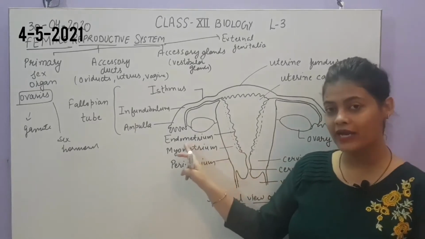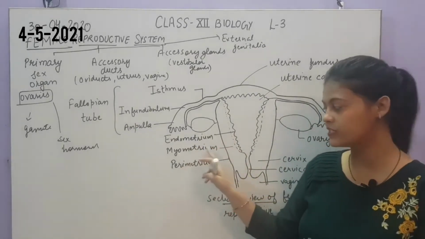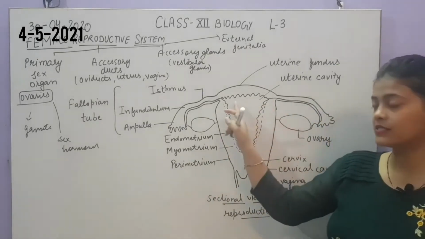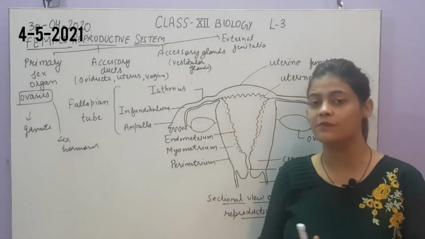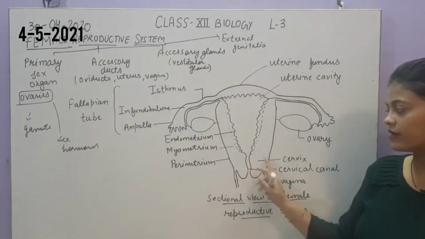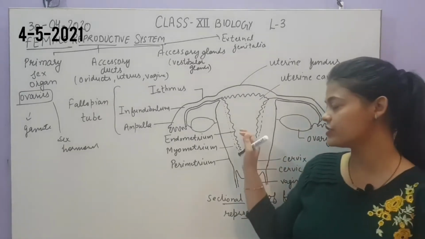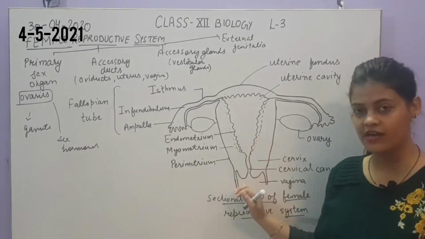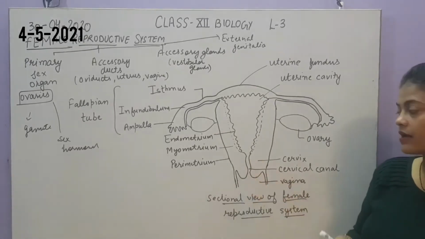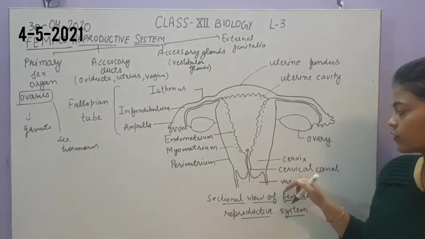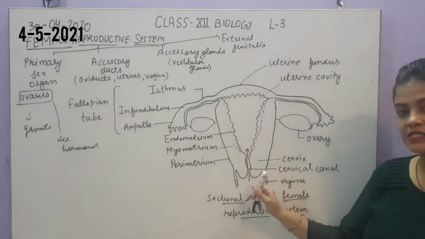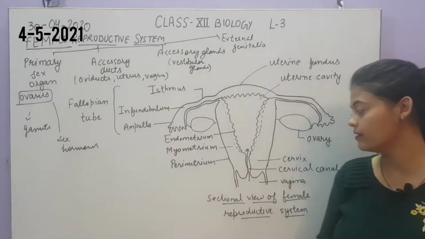The innermost lining is called the endometrium. The middle one is called the myometrium and the outermost is called the perimetrium. Now this uterus is a pouch-like structure in which further embryo development takes place. At the end of the uterus is the cervix, which connects the uterus and the vagina. The canal through which the sperms are released into the uterus is called the cervical canal, which means the canal passing through the cervix.